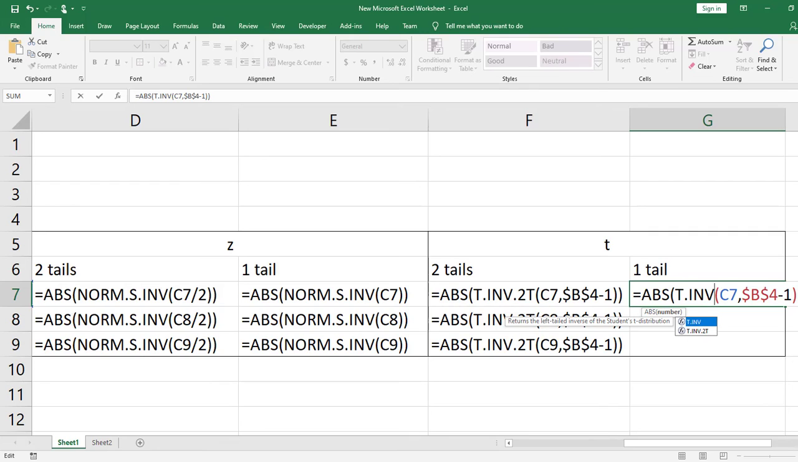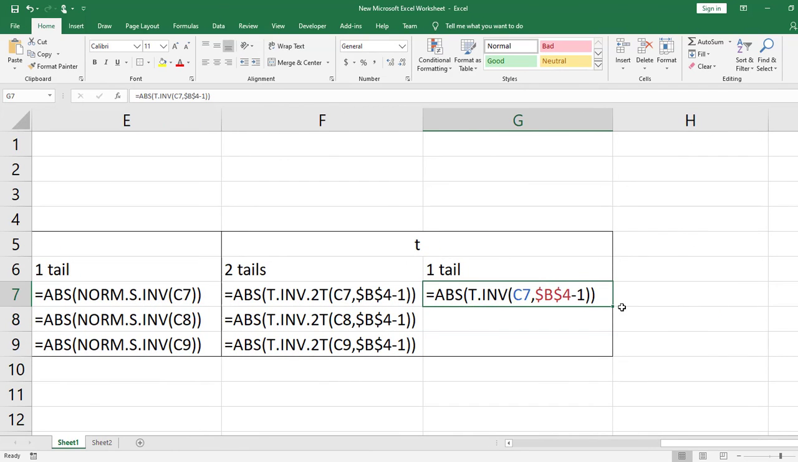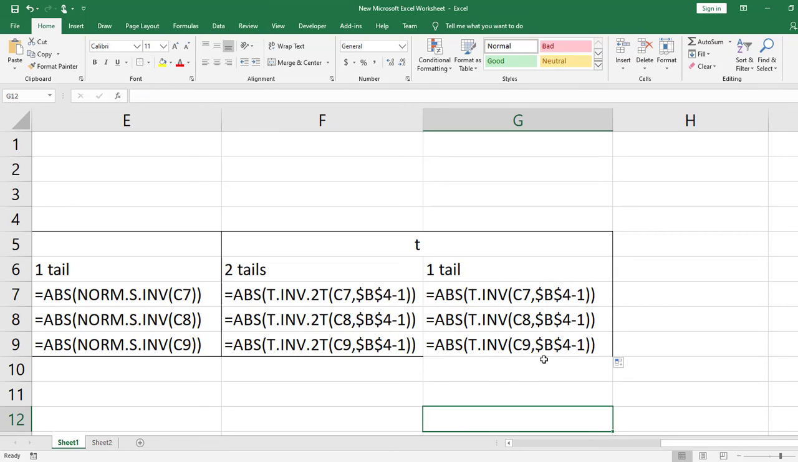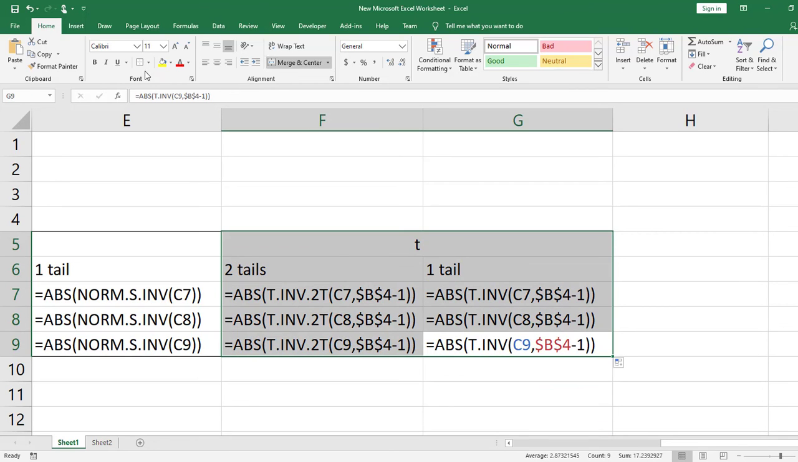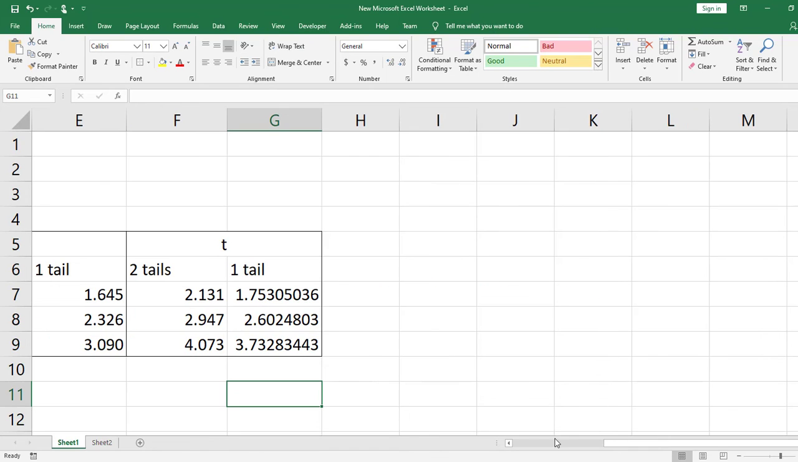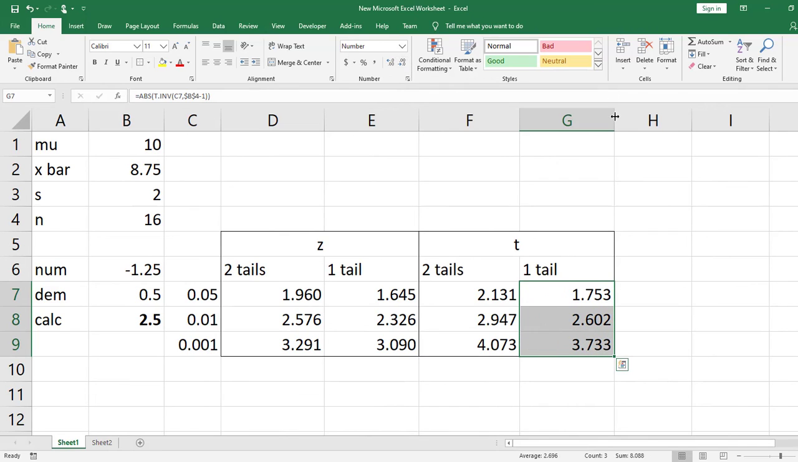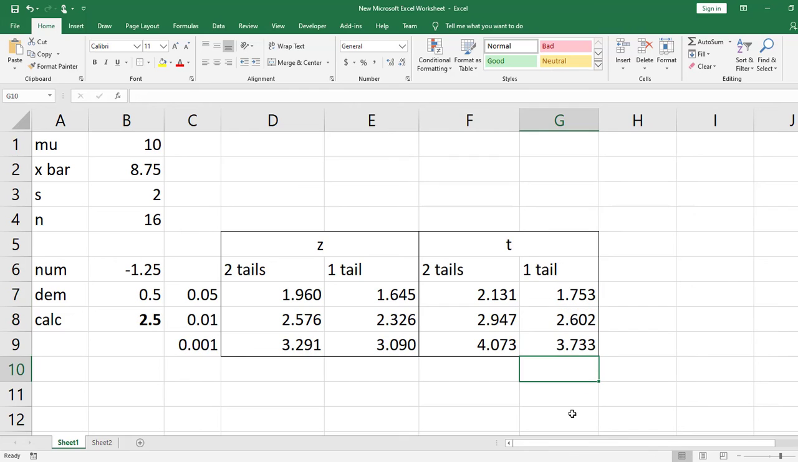So here I am doing the same thing for one tail. You know what the only difference is? I removed the .2T option because, again, it's a one-tail threshold, not a two-tail threshold. And then I can just copy and paste that down, and then it's going to remove my cool border, so I'm just going to put my border back in. There we go. You can shrink this in a little bit.